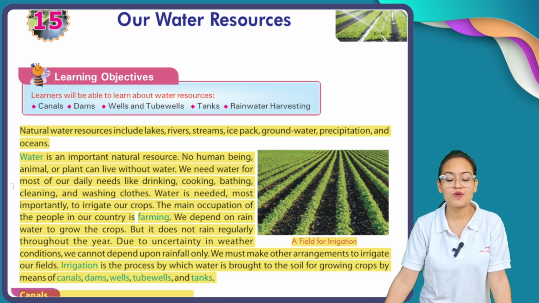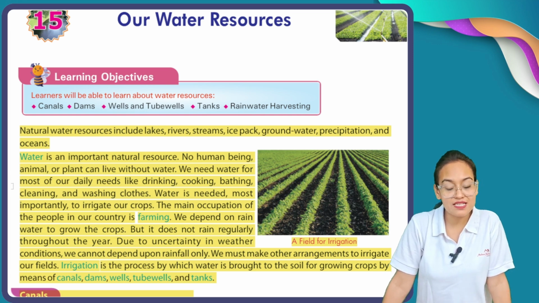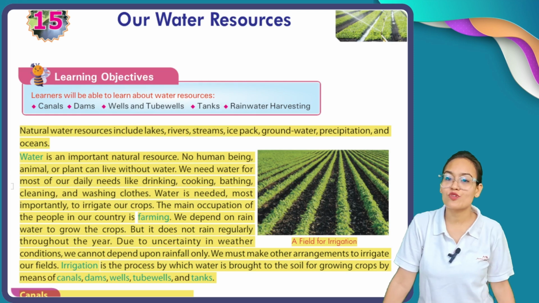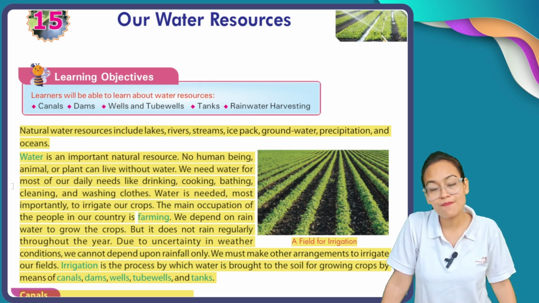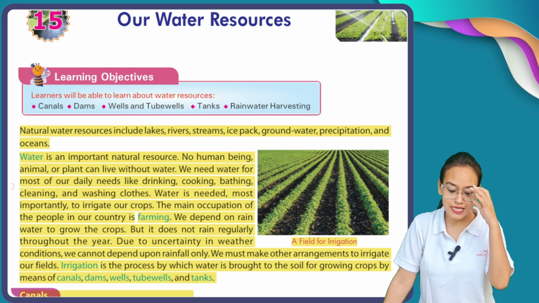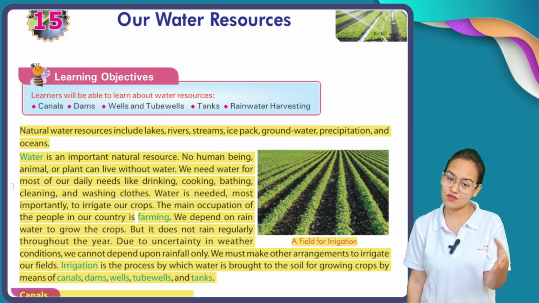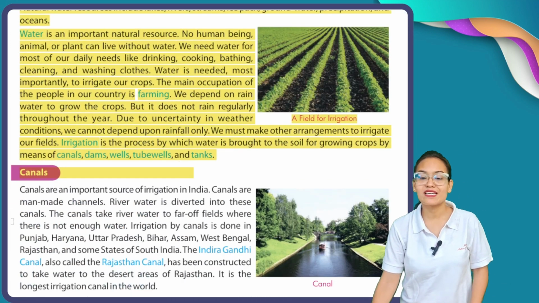Irrigation is a process by which water is brought to the soil for growing crops by means of canals, dams, wells, tube wells, and tanks. So irrigation is the most important process. Through irrigation, we bring water to our crop fields. And for irrigation purposes, we store water in canals, dams, wells, tube wells, and tanks. So we are going to see all these means of our water resources one by one. The first is our canal. Now, what is the meaning of canals? Let's have a look.